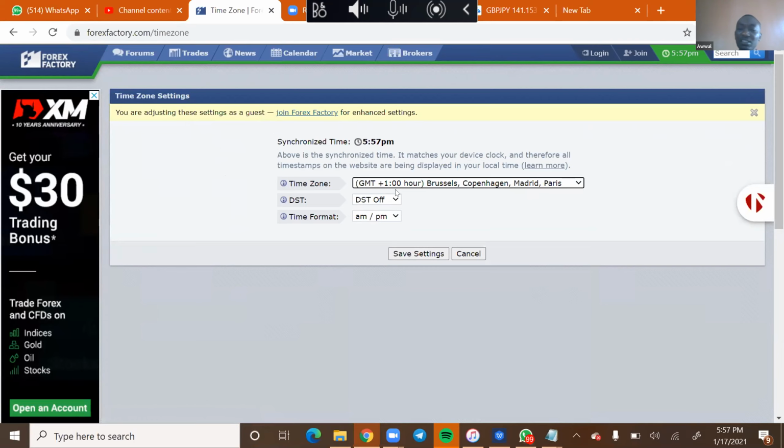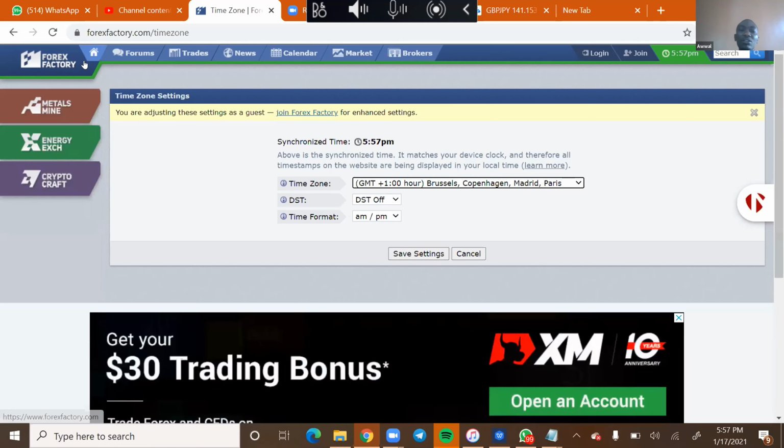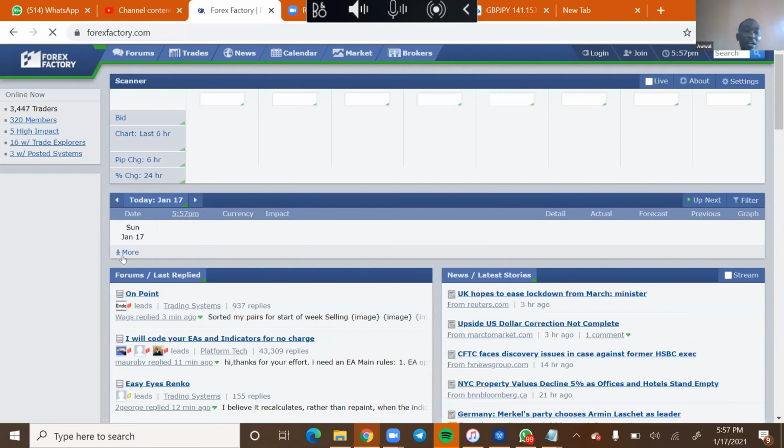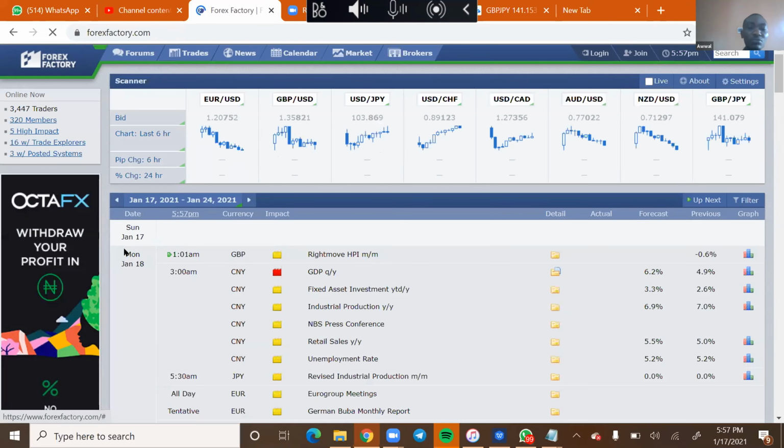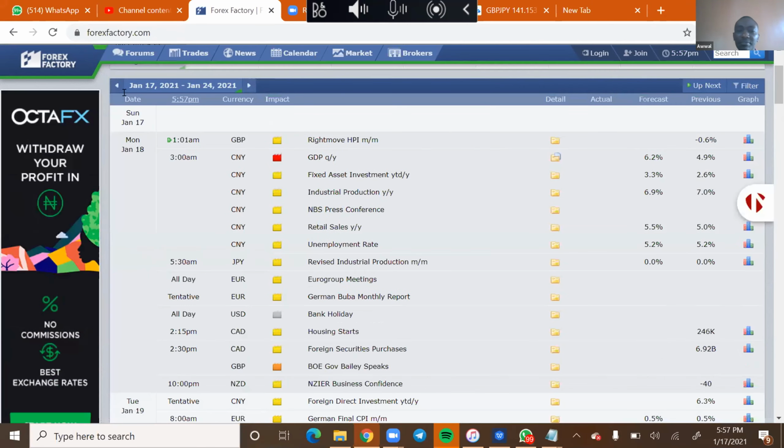Leave it at whatever city you have in. It does not have to be Nigeria, Lagos. But just make sure it is GMT +1. Make sure your DST is off, your time format, leave it as it is, then click on save settings. Once you click on that, you can go back to the home page. Your time is going to be in Nigerian time. All right, you can click on more to see the news for tomorrow and next tomorrow and the likes. All right, so that is that about you checking news.